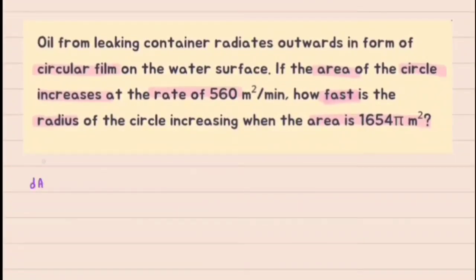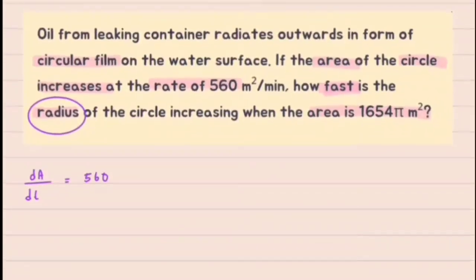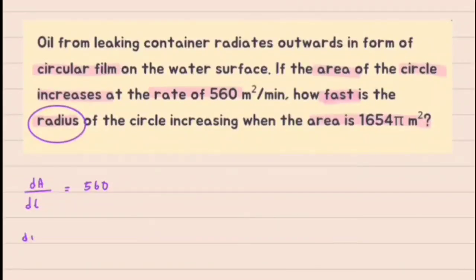We are given dA over dt equals to 560. How fast is the radius? So we are going to find dr over dt. How fast means that we are finding something over dt. So how much is dr over dt when the area is given by 1654 pi?